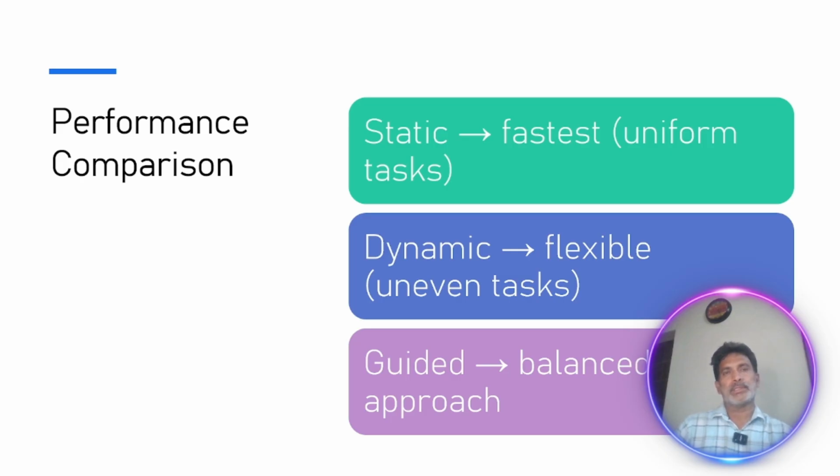So we use static when work is evenly distributed, use dynamic when the work varies significantly, and we use guided when you need a balanced and optimized approach. So choosing the right strategy ensures maximum efficiency and better parallel performance.